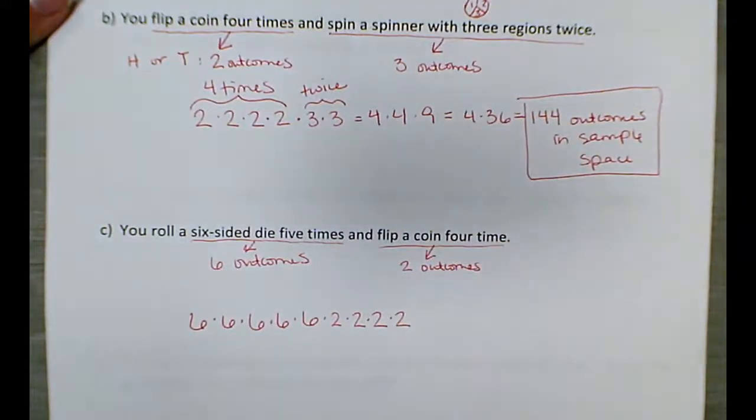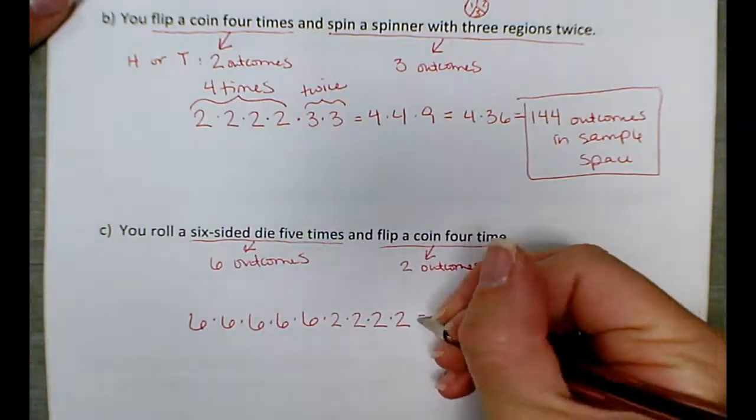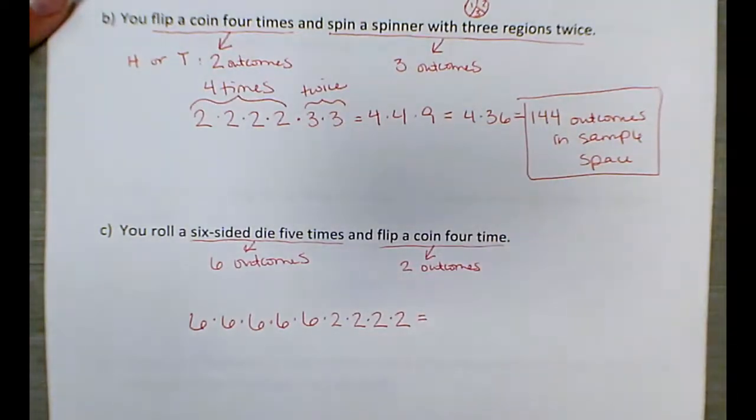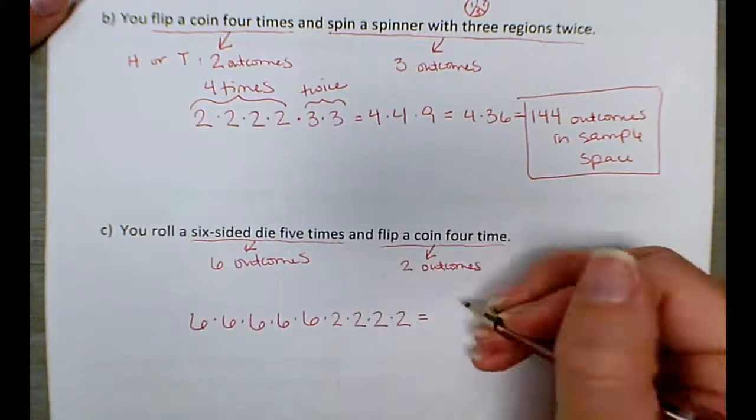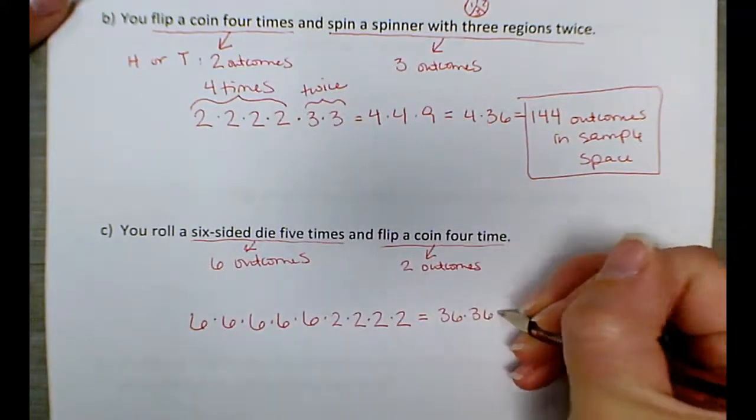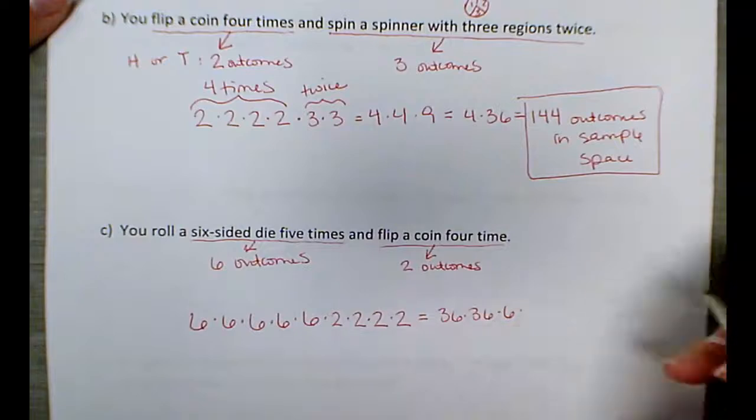So what I'm finding here is like, maybe I'm looking to find the probability of getting heads, heads, tails, heads, tails. Oh, sorry, this is a die. Maybe I'm finding the event rolling a 1, 3, 1, 1, 6, heads, heads, tails, tails. So maybe I'm looking for that particular string of outcomes in my experiment. So when I multiply these together, the number of total outcomes, let's see, we've got 36 times 36 times 6 times 2 to the power of 4, which is 16.